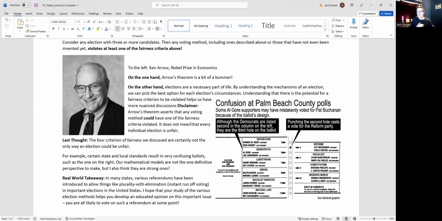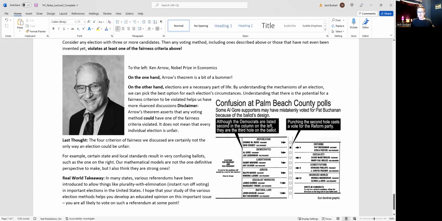In our course, we have not addressed that type of defect. We've only addressed mathematical ideas. Our mathematical models are not going to be a definitive perspective, but I think they're very helpful perspectives as we try to judge the merits of elections. It's just one tool in our toolkit.